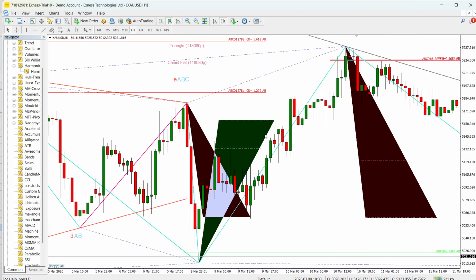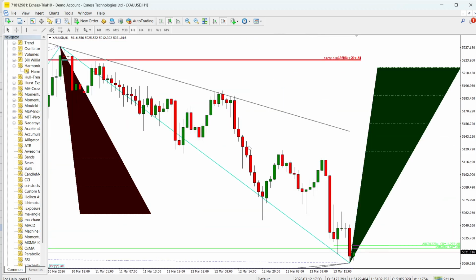The XA leg sets the foundation, and subsequent legs are measured as retracements or extensions of previous legs. When all the ratios align correctly, the pattern is considered complete at point D, which some traders view as a potential area of interest.